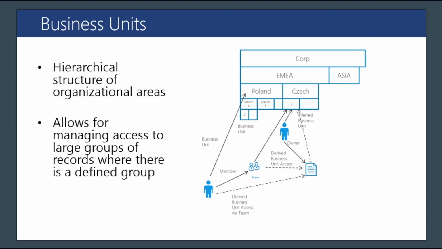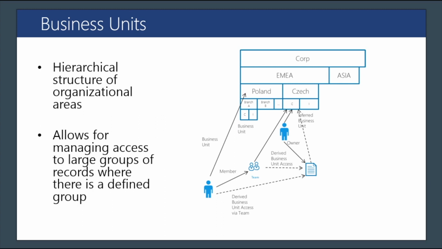So this is an example of how users that normally wouldn't have access to that particular record, so they might have access to that record type within their business unit, but since they're in a different business unit, they normally wouldn't have access to that specific record because it's part of a different business unit. But the team is allowing them to cross boundaries and have access to that record. So again, business units allow for managing access to large groups of records where we can define the group and the permissions.